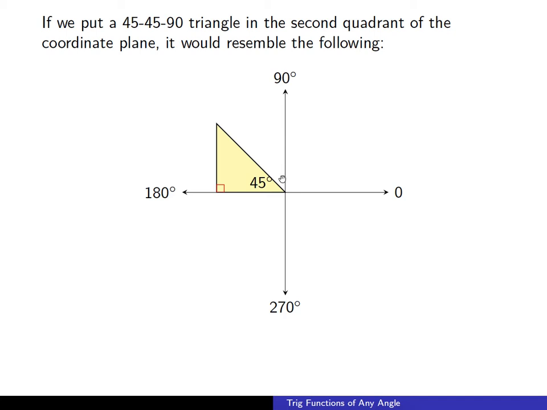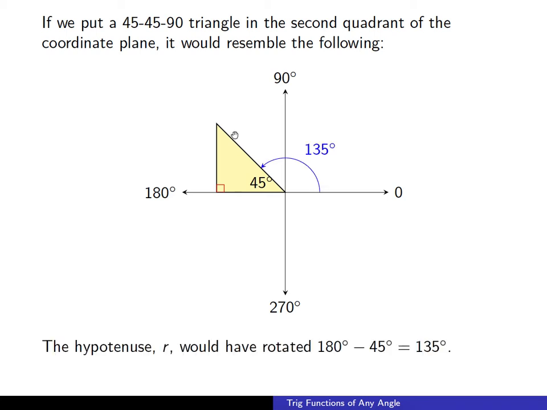So if we have it in standard position and then we flip it over the y-axis, we'll have a 45-degree angle between the negative x-axis and our hypotenuse here. And that means if it ends up in the second quadrant, if we put this 45-degree angle in the second quadrant, that means our radius, our hypotenuse, would have rotated 135 degrees to get there.